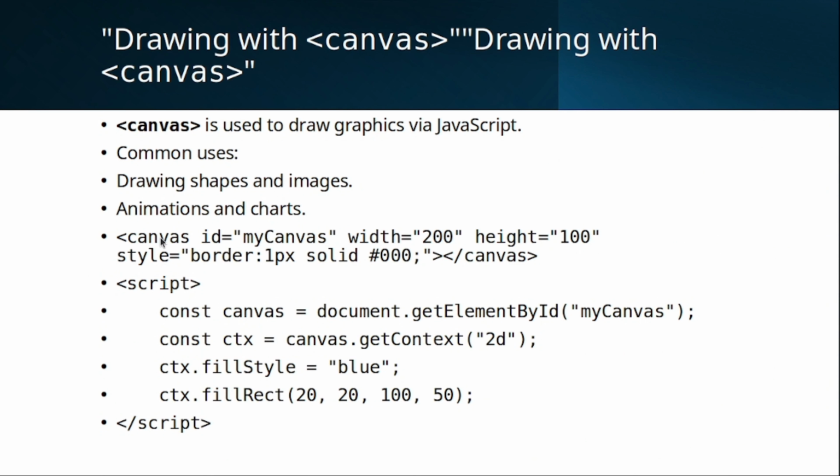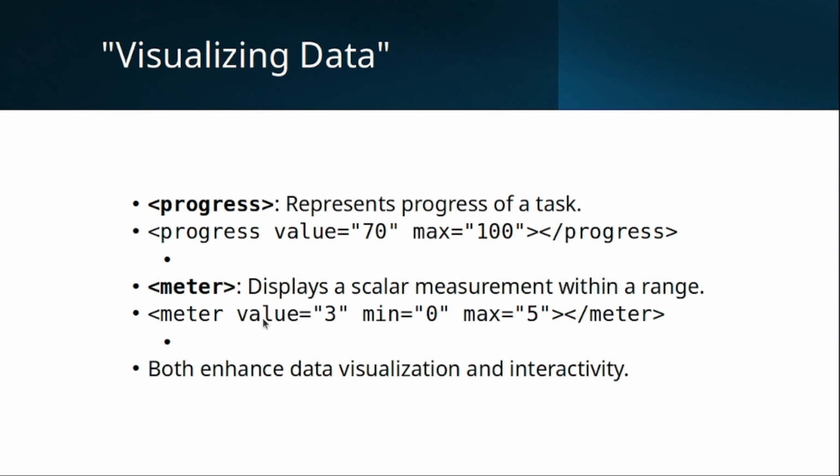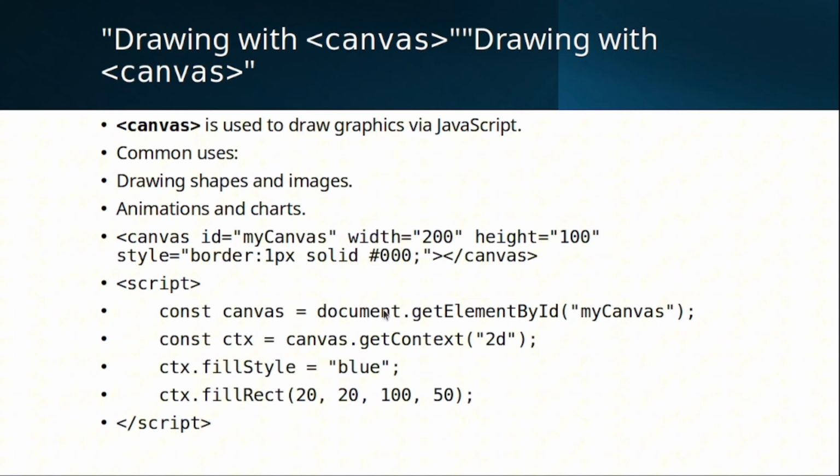So we have a canvas with the ID of myCanvas, and we have a width of the canvas, which is 200, and a height, which is 100, and we have a style border of 1 pixel, the style is solid, and the color is black. So we have a script here, and inside our script we are calling the canvas, and after that we are taking the context with 2D, and we are setting the fill style to blue, and filling the color. So we can write this in our code and see how it works.